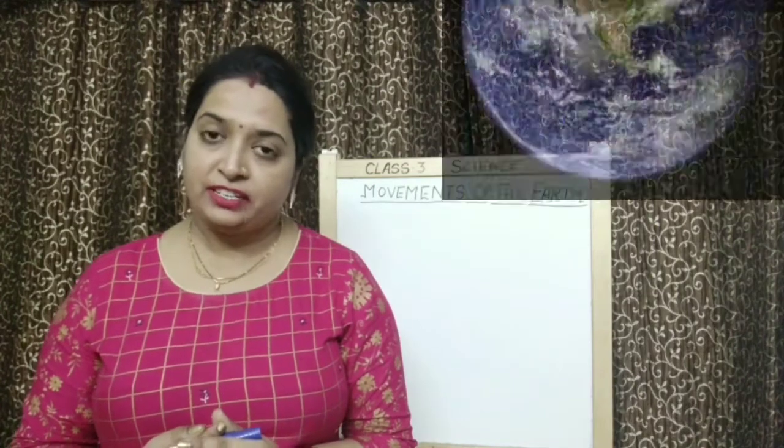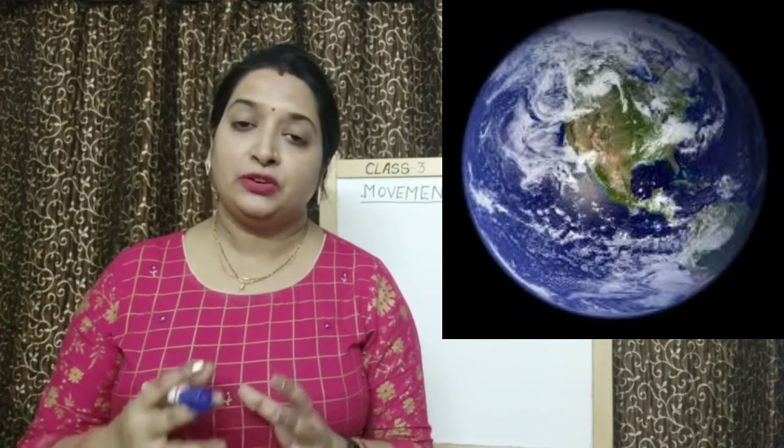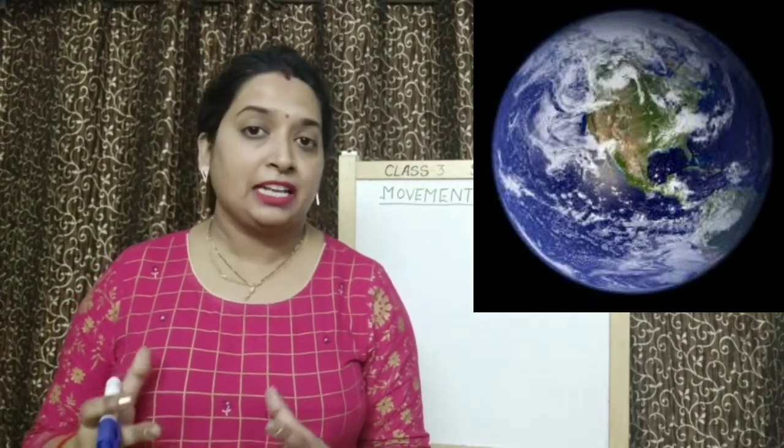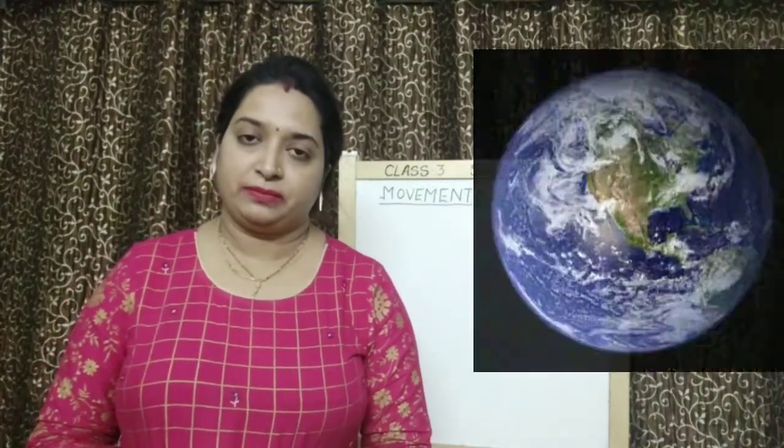Then we have studied about shape of the earth. Children, shape of the earth is round. It's like a round ball. But children, earth is not perfectly round in shape. It is flattened at poles and bulged at equator. Actually, it is oblate spheroid shape. But in third class, you can simply say that earth is round in shape and it is flattened at the poles and it is bulged at equator.